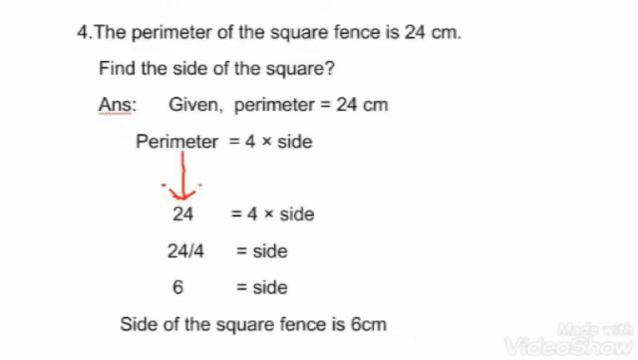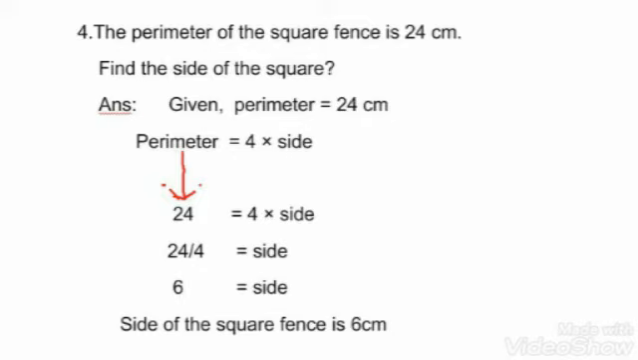Okay. Next one, the perimeter of the square fence is 24 centimeter. Find the side of the square. Given perimeter is equal to 24 centimeter. Perimeter is equal to what? 4 into side, because it is a square, so you have to use the square formula. For perimeter 24, 4 into side you have to find. So write it as side equals 24 divided by 4. So 4 will come to the left side, which is equal to 6. Side of the square fence is 6 centimeter.